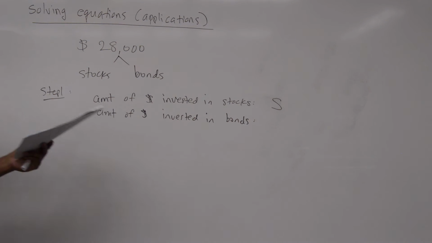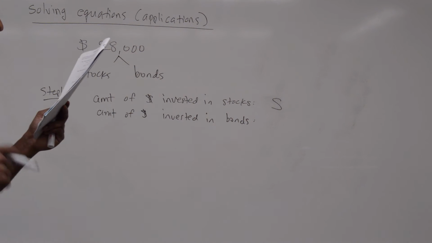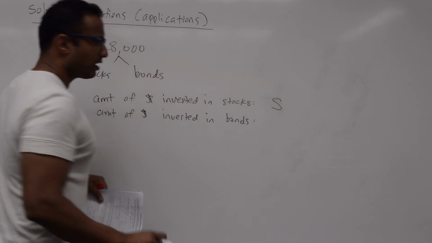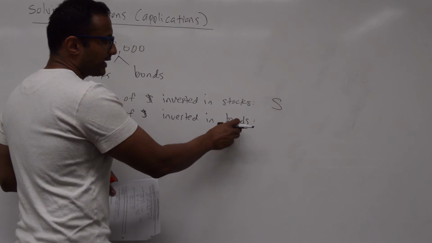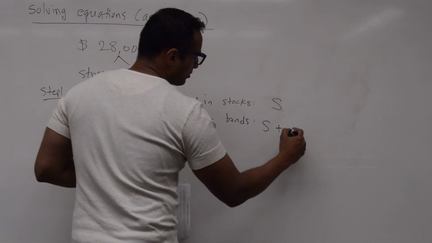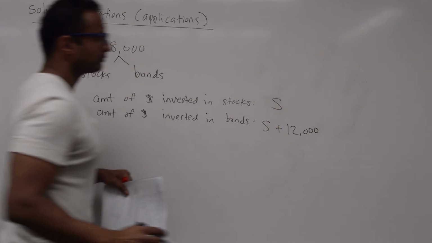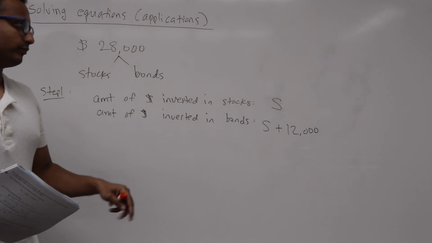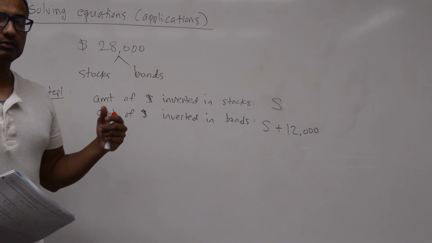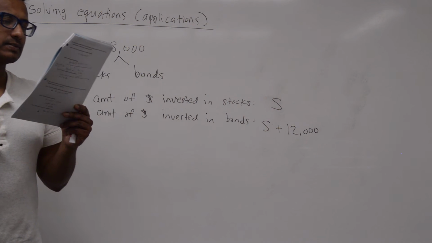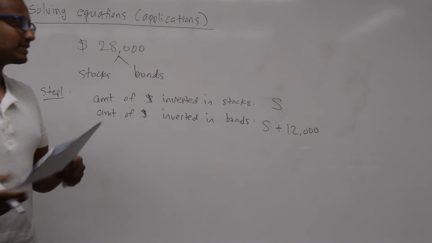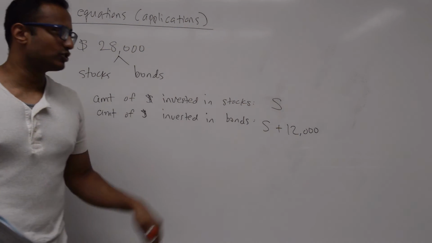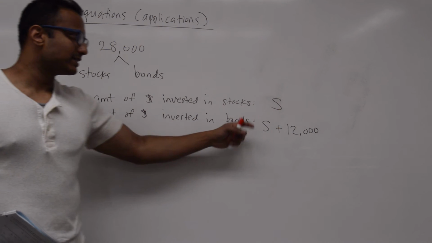Now, what does the problem say? It says the couple invests $12,000 more in bonds than they do in stocks. So if they invested S amount of dollars in stocks, they invested $12,000 more than that in bonds. So the amount of money invested in bonds is going to be S plus 12,000. Okay, now if you're curious about which one do I call just the variable that's by itself? Well, it says that the couple invests $12,000 more in bonds than they do in stocks. So since this is $12,000 more than the amount of money in stocks, you want to have the amount of money in stocks just as S, so we can say the amount of money in bonds is S plus 12,000.